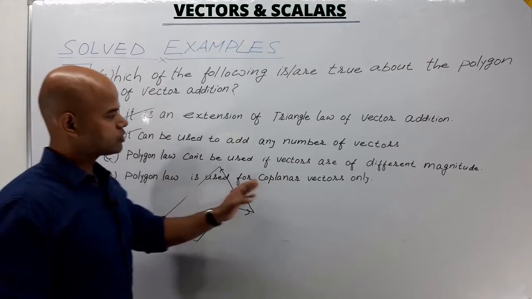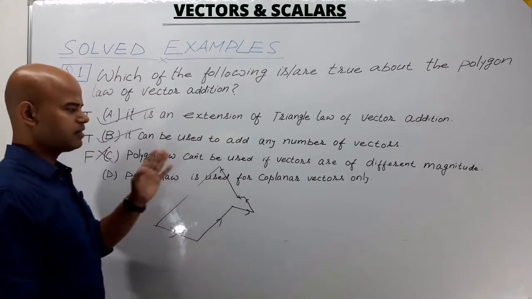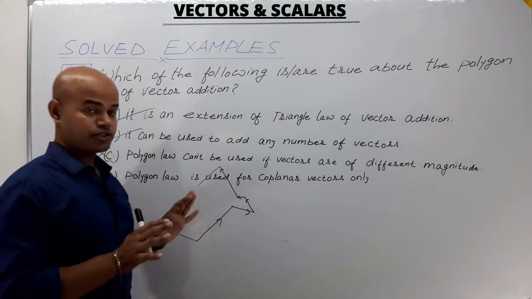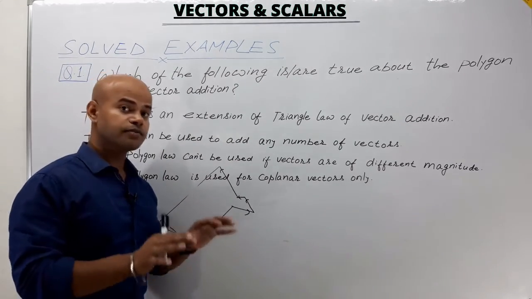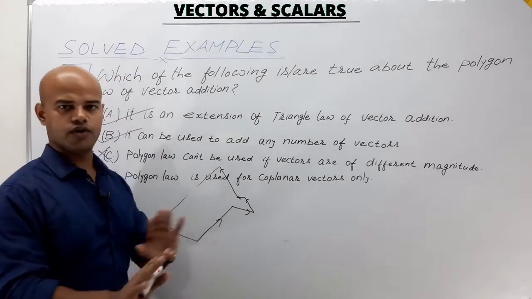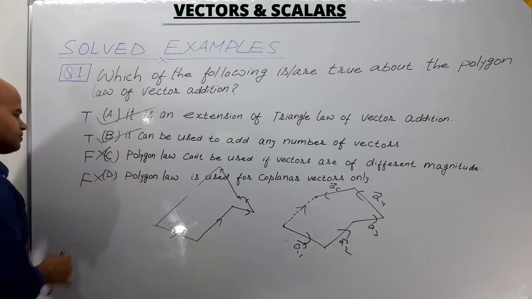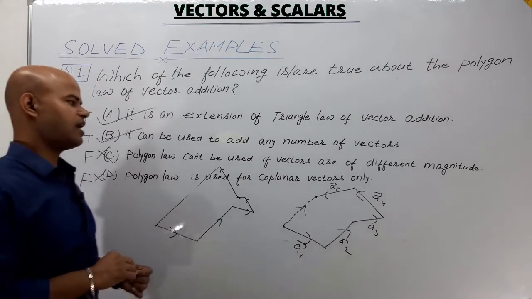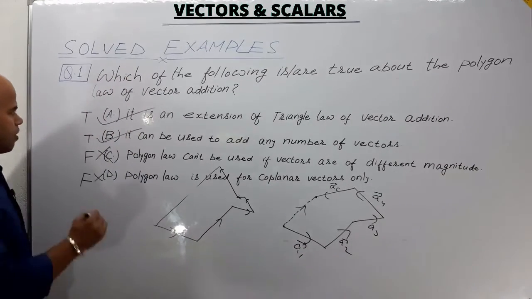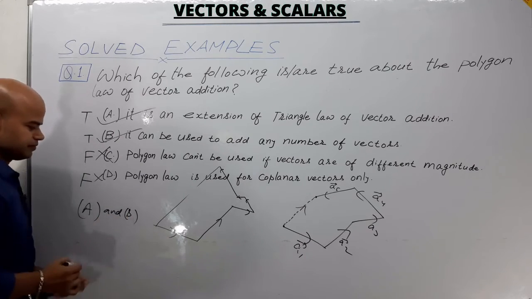Now, Polygon law is used for coplanar vectors only. Again, we proved it in the discussion that there is no such restriction that vectors must be coplanar, then only you can apply Polygon law of vector addition. No. So again, this is false. Because Polygon law is used for any type of vectors, it need not be coplanar, right? So our options will be A and B. Got it?